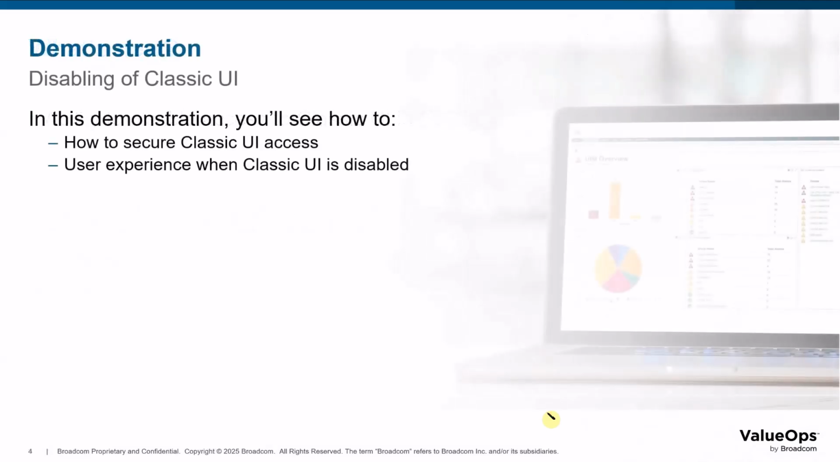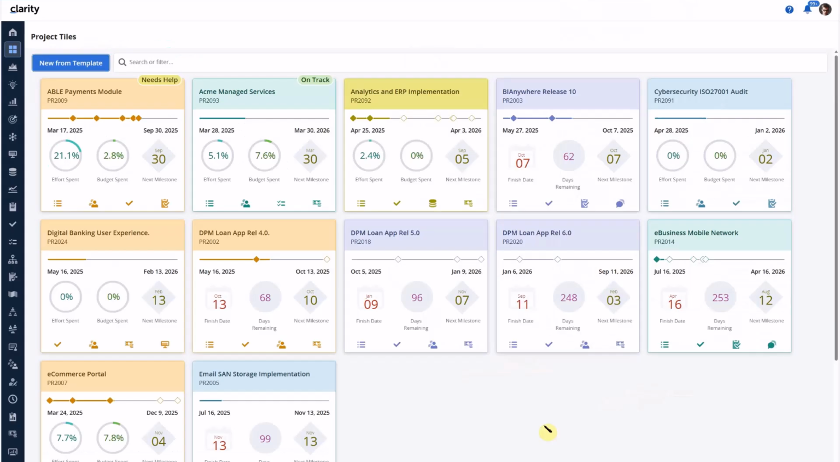All right. As part of that, let's go ahead and see the product in action. Let's see how we can secure it and how the end user behavior is going to be when trying to access Classic UI. As part of that, let's go into Clarity itself, and I'll cover 4 different scenarios to show how this behavior will work.